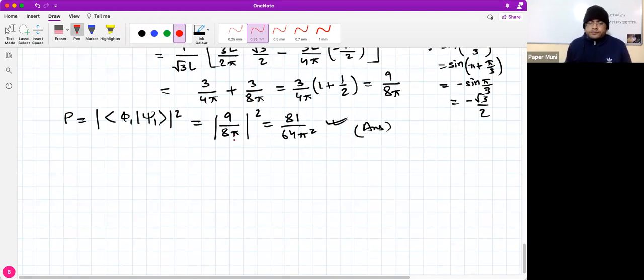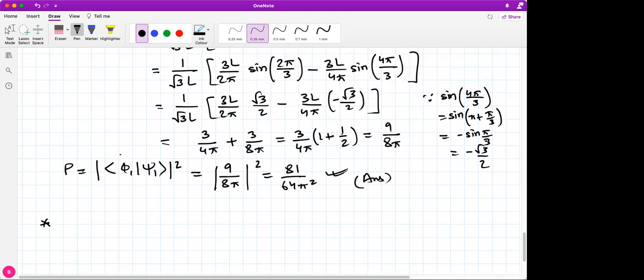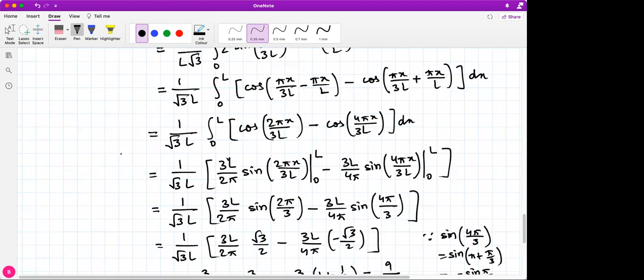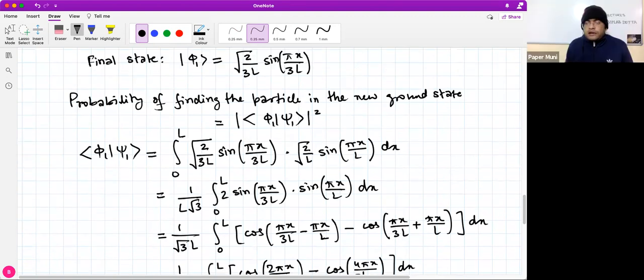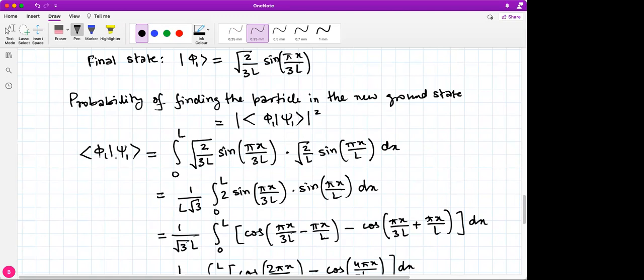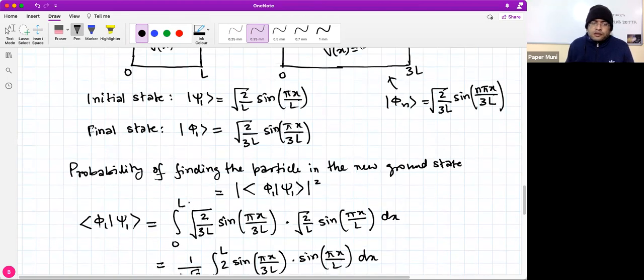Now the next one is a question: why have we used the limit here from 0 to L? Because in the final state the boundary is 0 to 3L, I already mentioned this. Kindly explain again. Okay, if you use 3L also, let's put it to be 3L.